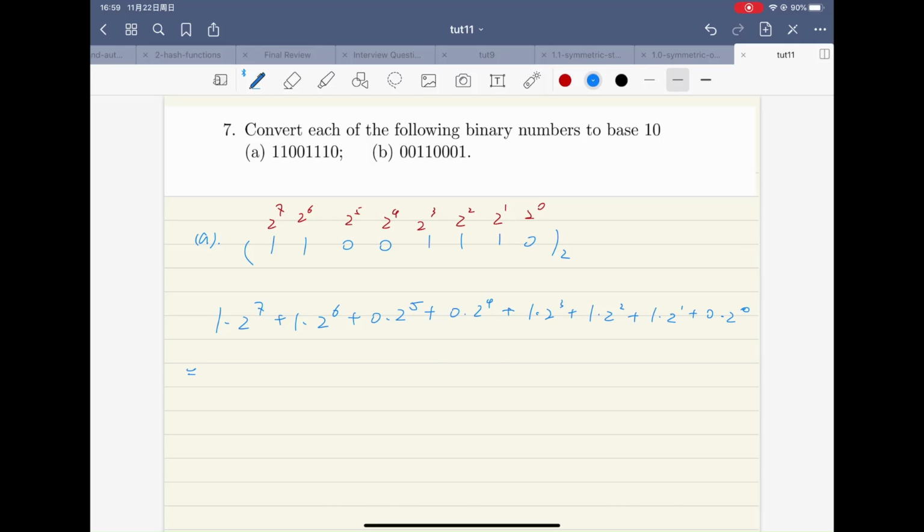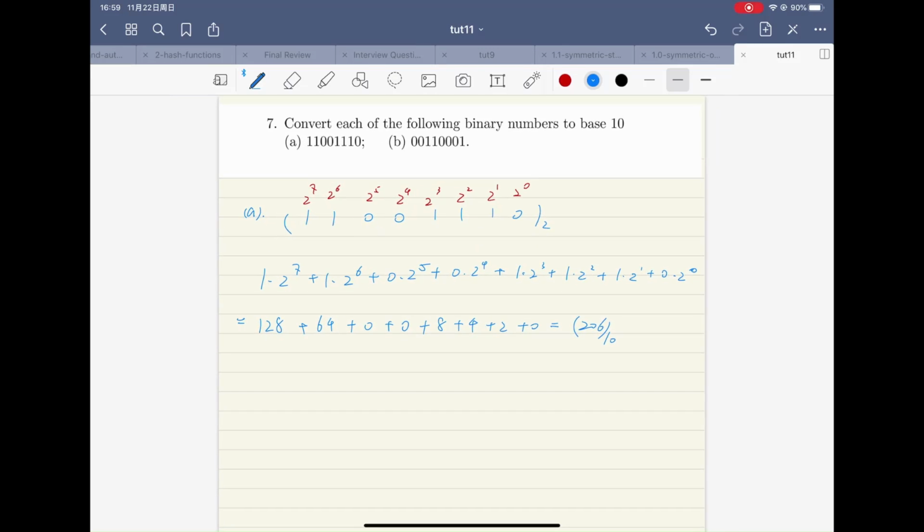And 2 to the power of 7 is 128 plus 64 plus 0 plus 0 plus 8 plus 4 plus 2 plus 0 equals 206 base 10. It's pretty simple. We just go backward from what we did to convert a base 10 number to base 2.